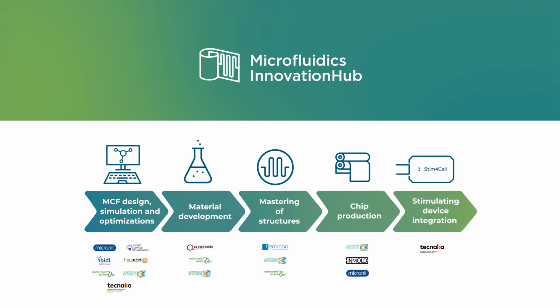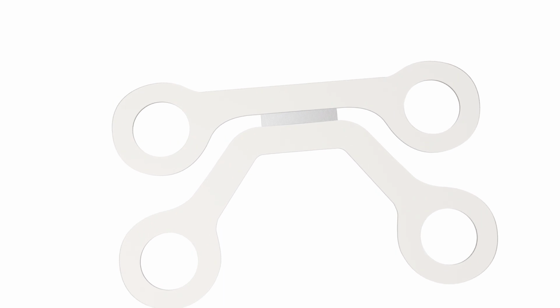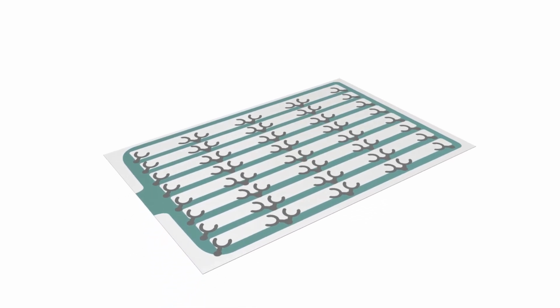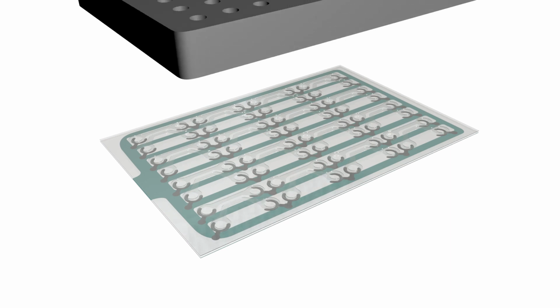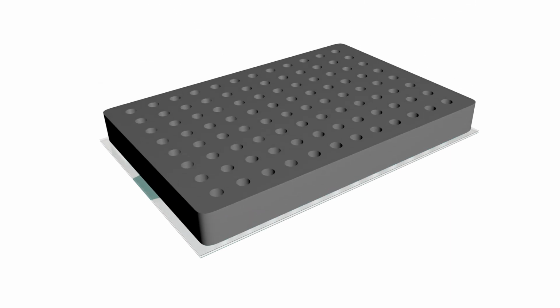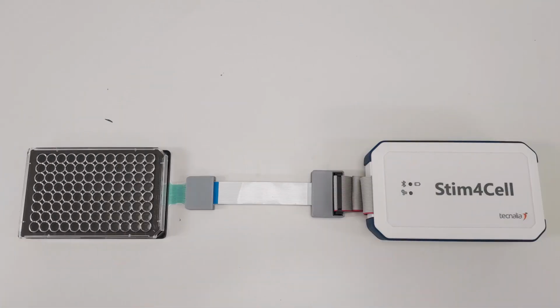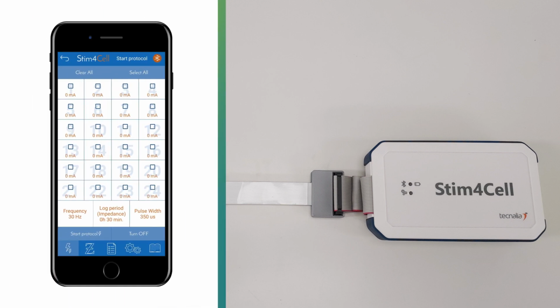The chip consists of separate chambers for cell culture that are connected by microchannels. The bottom layer consists of screen-printed electrodes bonded to the layer containing the microstructures. Both layers are interfaced with a 96-well plate. The electrical stimulation of the neurons is controlled using proprietary software and actuated via the integrated electrodes.